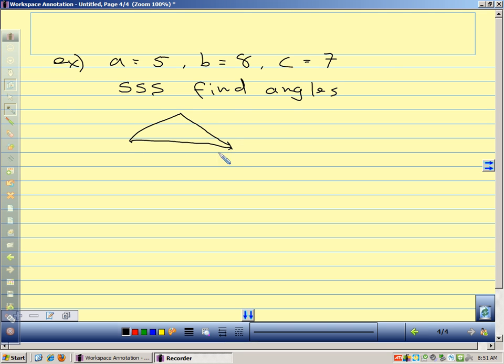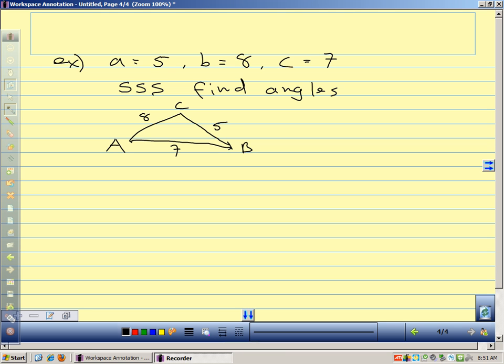The sketches will help you work on what we're talking about. So this is side A is 5, side B is 8, and side C is 7. So our triangle looks like this. It's not necessarily to scale, but we have an idea of what we're working with.